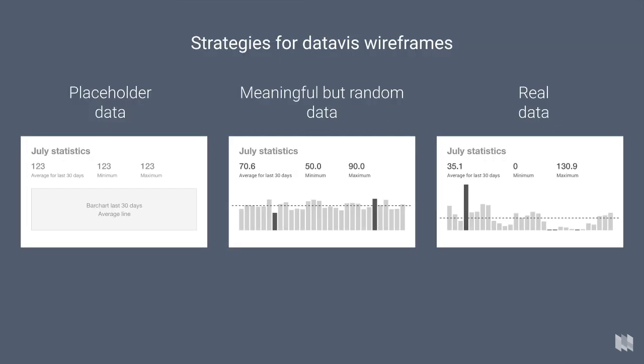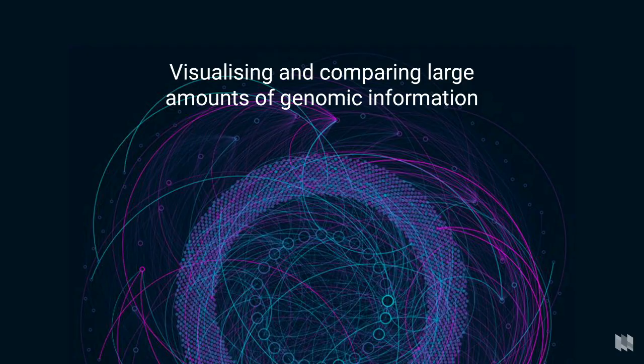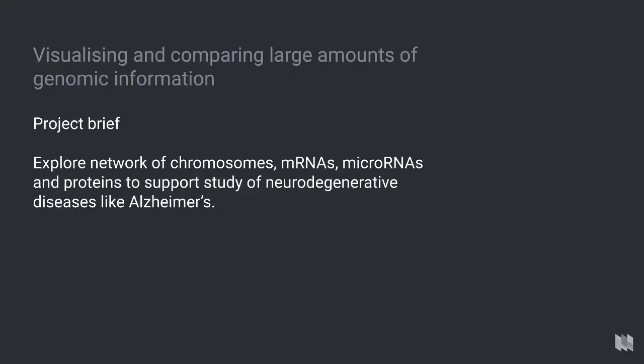Okay, so we learned about these three strategies, but remember, it's not about creating amazing wireframes, it's about creating amazing data visualization products. So there might be another way of doing this instead of doing wireframes. Let's explore an alternative: visualizing and comparing large amounts of genomic information. Some scientists asked us to explore a network of chromosomes, mRNAs, microRNAs, and proteins to support one of their studies about neurodegenerative diseases like Alzheimer's.